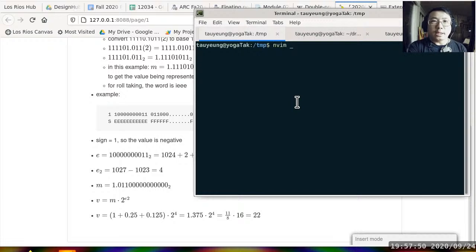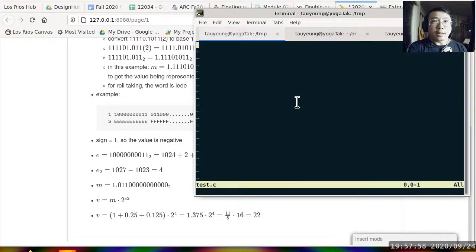I'll call it test.c. Nope, it's not LogicSim. This time it's really a C program. And we'll say #include <stdint.h>, standard integer.h.